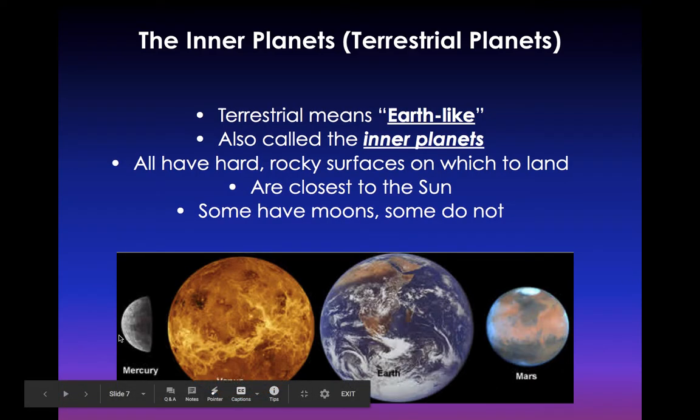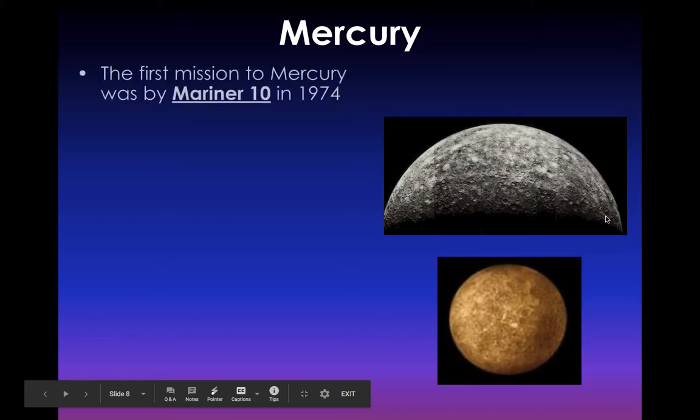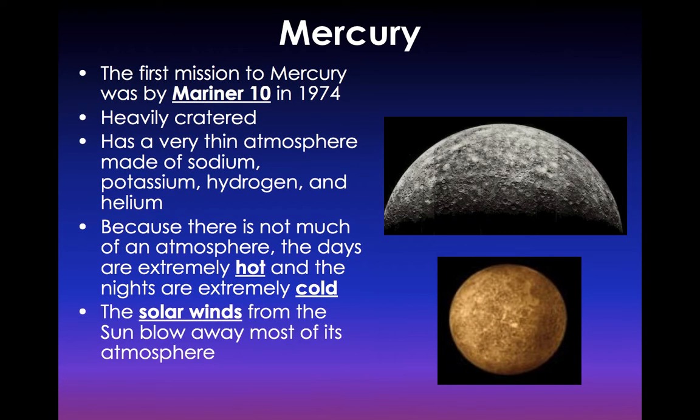So here's Mercury, Venus, Earth, and Mars. We're going to talk about Mercury first, and we're going in order of the planets from closest to the sun to furthest away from the sun. So let's talk about Mercury first.